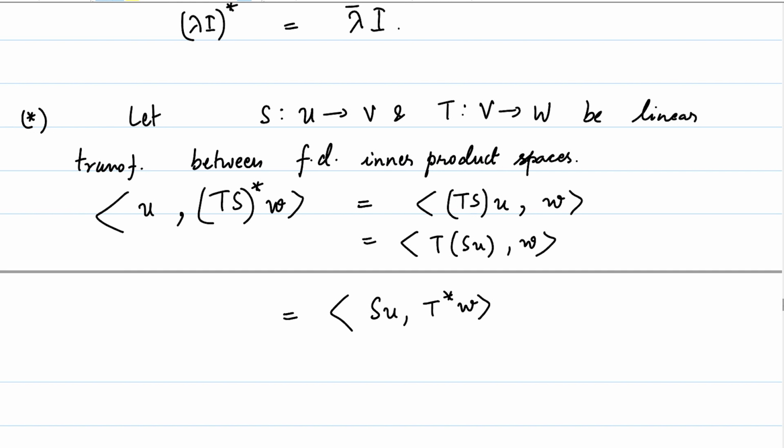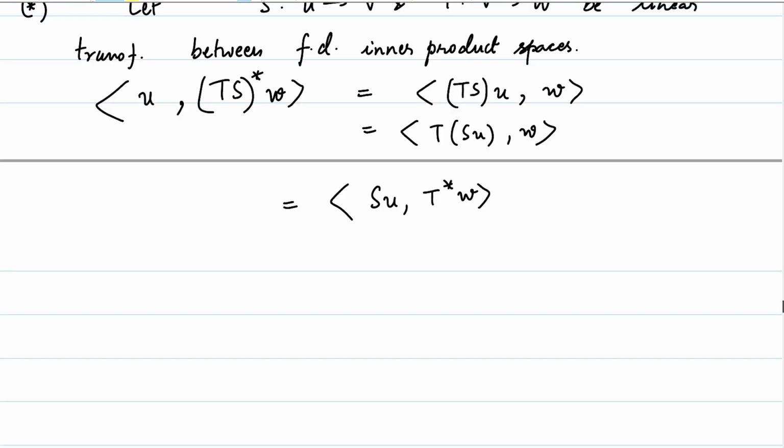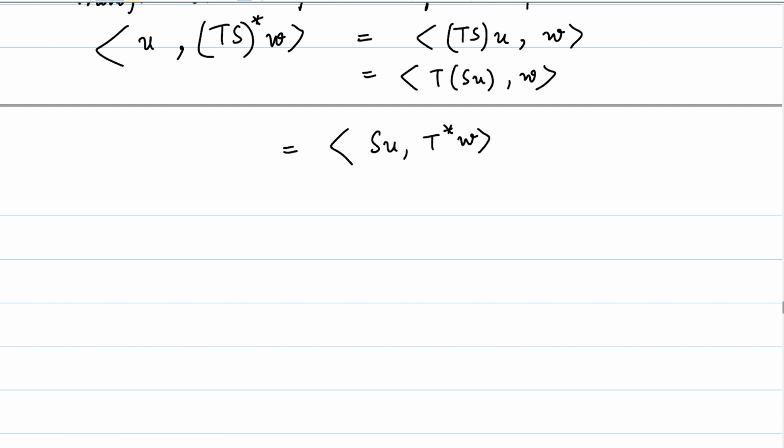So we started off with an inner product in U. This is an inner product in capital W. This is an inner product in capital V. So we are shuttling between these inner products in a very smooth manner. All right, now we are going to use the property of the adjoint of S to conclude that this is equal to ⟨U, S* T* W⟩. Notice that again we are now in the vector space capital U. Okay, so this is true for all U in capital U and for all W in capital W.